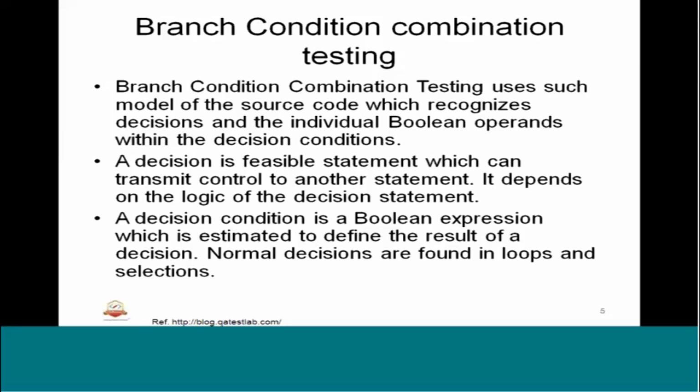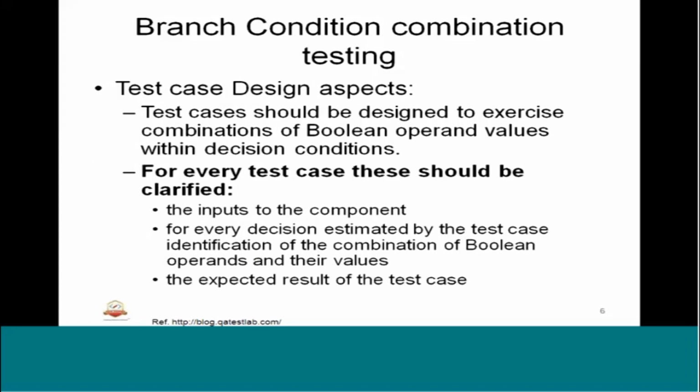So test case design, how we are going to do it for branch condition combination, is as per below. Test cases should be designed to exercise combinations of Boolean operand values within decision conditions. For every test case, these should be clarified: the inputs to the component, for every decision estimated by the test case, the identification of the combination of Boolean operands and their values, and the expected result of the test case. So it's similar to branch condition testing, but in addition we have a combination of the Boolean operands within the decisions, all of which need to be exercised. That is the purpose of branch condition combination.